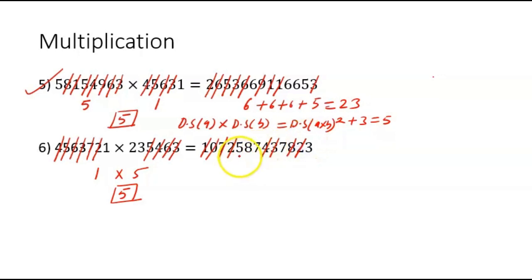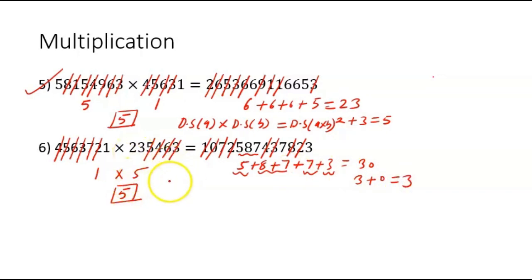And now we are getting here 5 plus 8 plus 7, and then plus 7 and 3. So how much? 5 plus 8 plus 7 is 15, plus 5 is 20, 20 plus 7 is 27, plus 3 is 30. And if I add it, I get 3 plus 0 is equal to 3, which is not equal to 5. So it means that this answer is not correct.